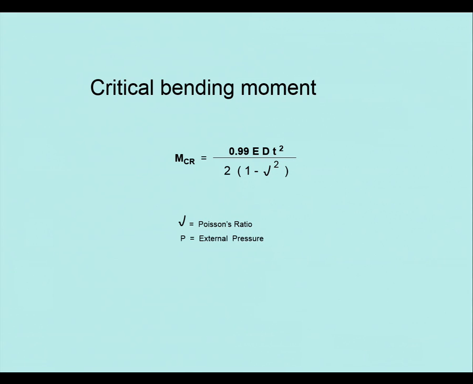Hang on. That shouldn't be there. We've got E, elastic modulus, D is the diameter, T is the wall thickness, and Poisson's ratio. So that external pressure shouldn't be there. So you now end up with a critical bending moment. So if I take that pipe and bend it, there'll come a point when it collapses, just from pure bending.